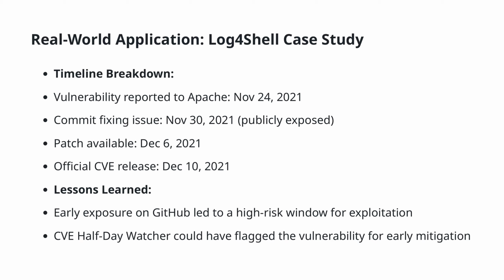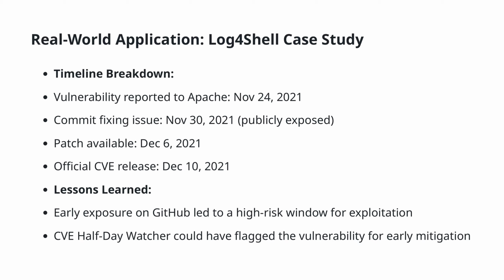This slide presents a real-world application through the Log4Shell case study. Let's break down the timeline of the events. November 24th, 2021. The vulnerability was first reported to Apache. November 30th, 2021. A commit that fixed the issue was publicly exposed. December 6th, 2021. The official patch became available. December 10th, 2021. The CVE was officially released.